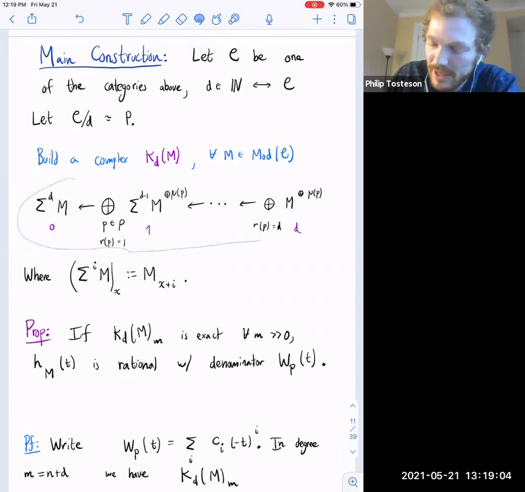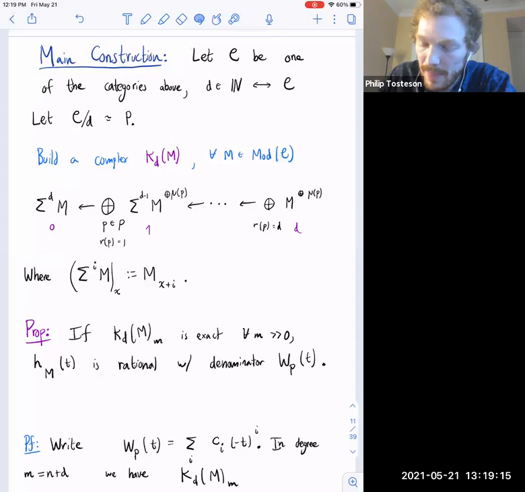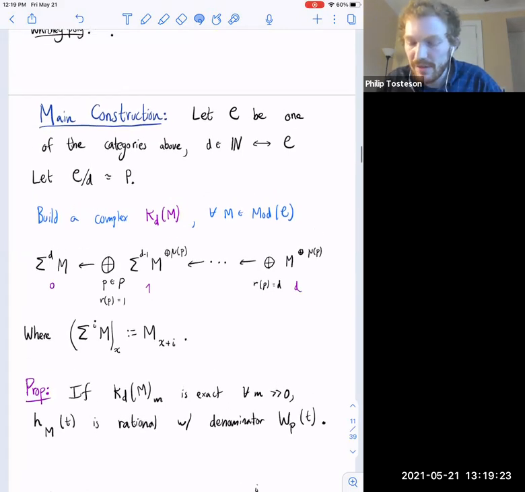So the complex KD of M that I want to talk about how to construct takes this form. That's the 0th term, and then the first term is the sum over all P that have rank 1 of sigma D minus 1 M to the mu of P, and you continue on like this. The main proposition that motivates this construction is that if KD of M is exact, at least in all degrees sufficiently large, then the Hilbert series is rational and its denominator is WP of T.